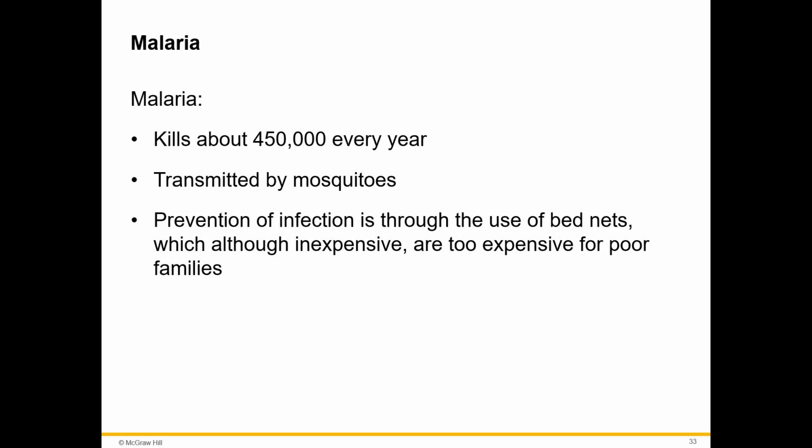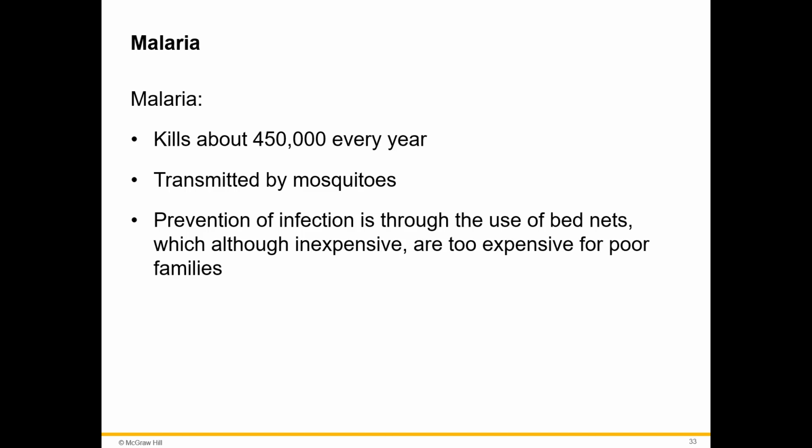Malaria kills about 450,000 people each year. It's transmitted by mosquitoes, and the prevention of the infection is through the use of bed nets, which, although inexpensive, are too expensive for poor families. So they put netting over themselves. Some use prophylactic drugs that prevent them, if they're in a place where it's at high risk, from getting the infection.